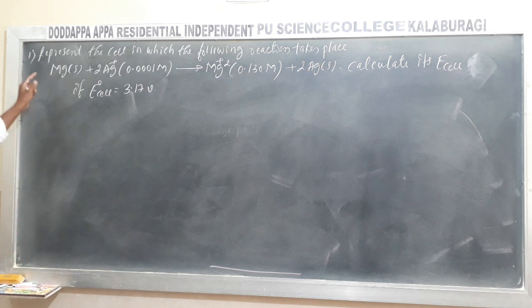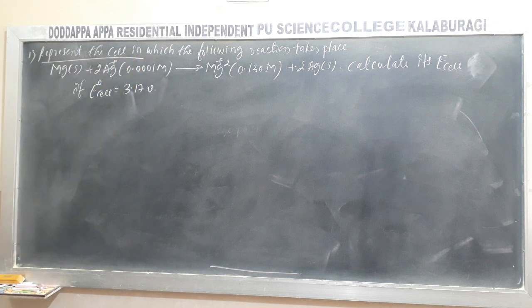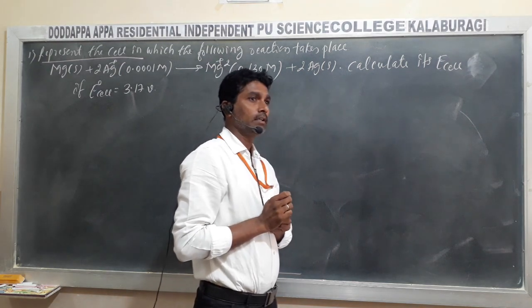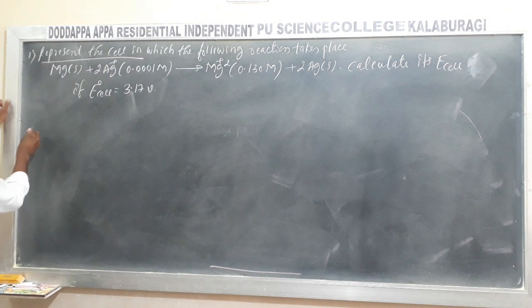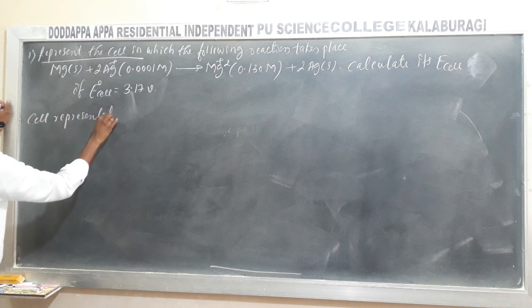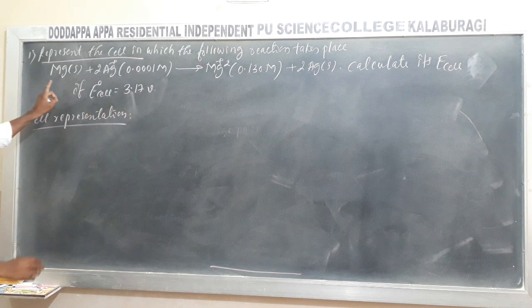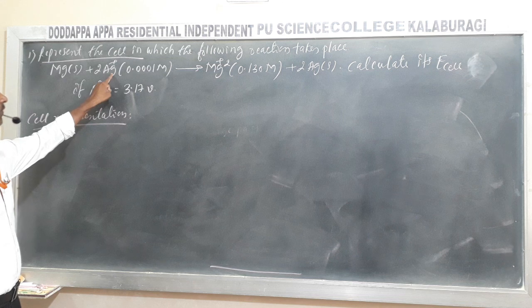The question is to represent this cell. Already you know how to represent a cell. While representing the cell, the metal should be at the extreme end. First is the cell representation solution. Mg is the oxidation half cell and Ag plus is the reduction half cell.